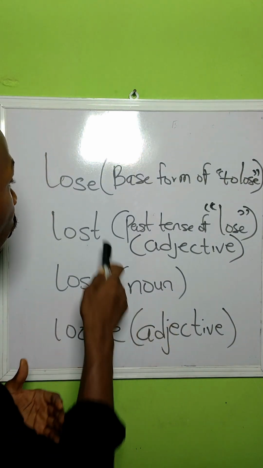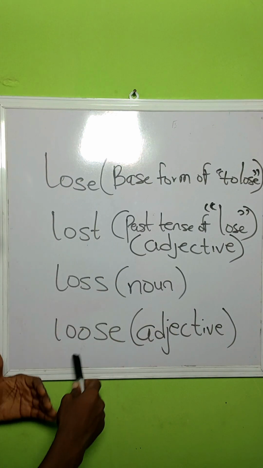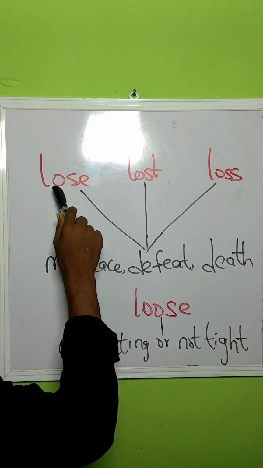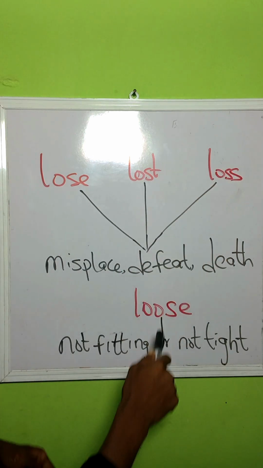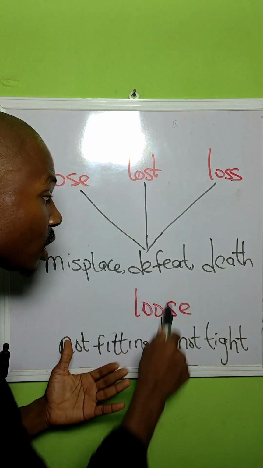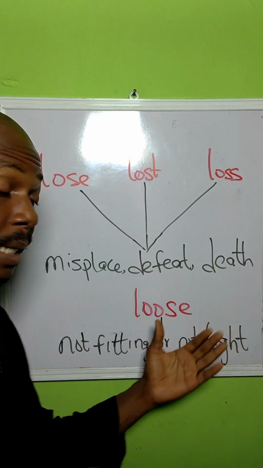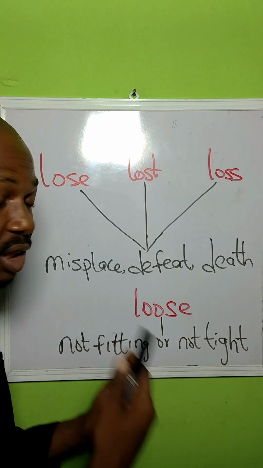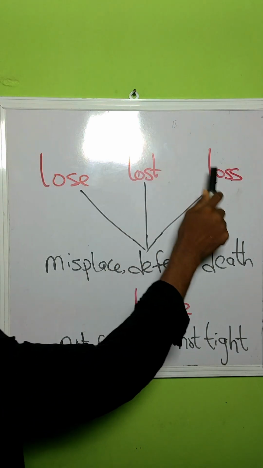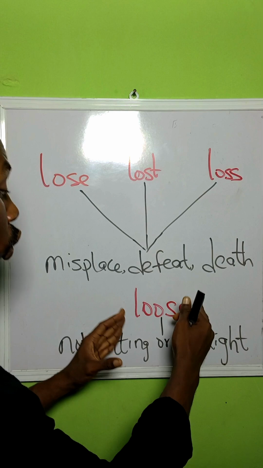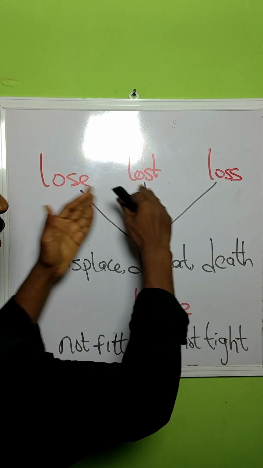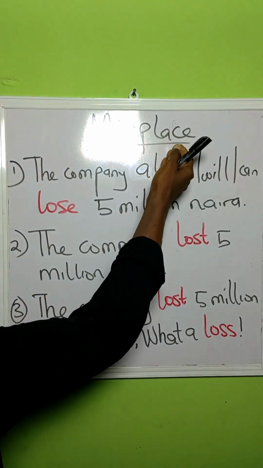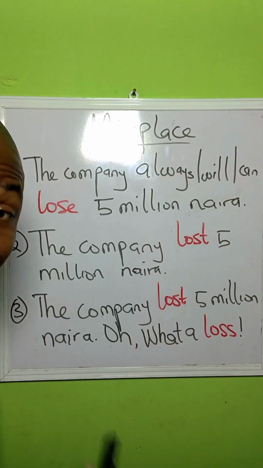Now let's see where we can use lose, lost, loss, and loose. We use lose, lost, and loss when something is misplaced, defeated, or when there is death. But we use loose when something is not fitting or is not tight. So one, two, and three are connected, but loose isn't connected with one, two, three. I'm going to give examples right away. Let's start with misplace, when people misplace things.